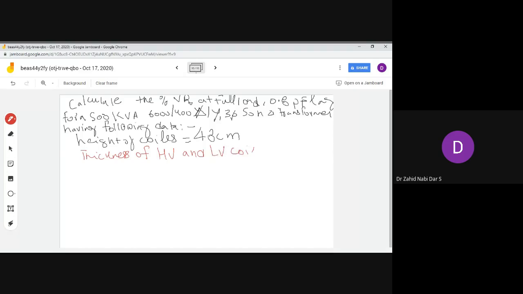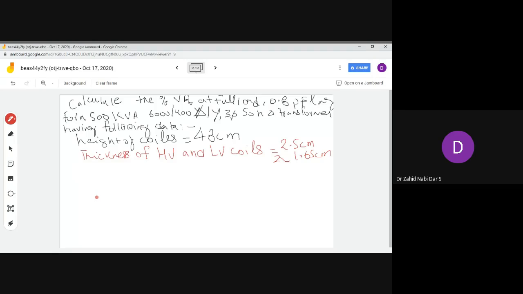Thickness of HV and LV coils is equal to 2.53 centimeter, 2.53 centimeter and 1.65 centimeter. So this is the second data it is given.